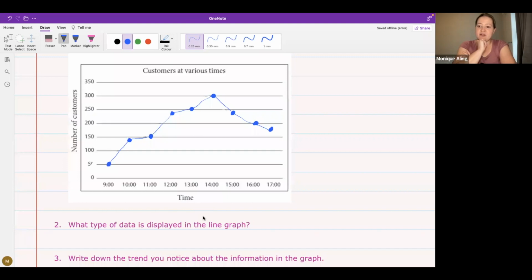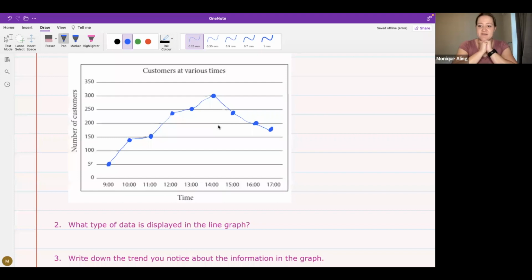Who remembers our 2 types of data? When it comes to numerical data, yes, we have discrete and continuous. Good. Nice, I'm seeing them all come through. So remember, we've got categorical and numerical. Those are the 2 types, but then numerical gets split up into another 2, discrete and continuous.